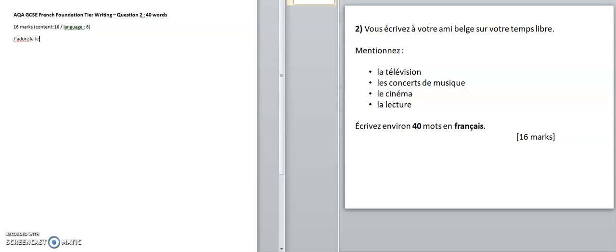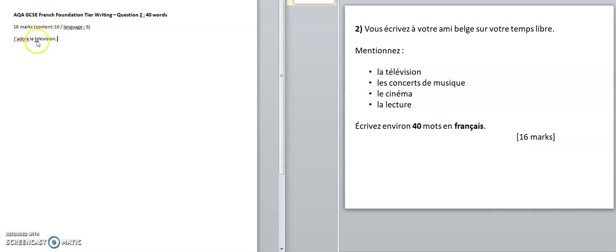J'adore la télé. I'm going to use the word from the exam question, I'm going to use télévision. If I use these words from the exam question, then it's very clear to the examiner that I'm mentioning it, and it will be easier for them to tick off that I've said something about it. Say something that's nice and clear, can't go wrong. I love television, I've mentioned it. But that's only 3 words, so I need to go on a bit more.